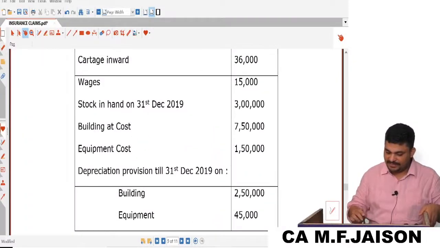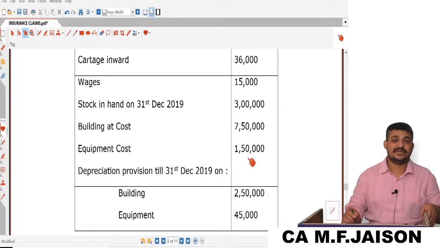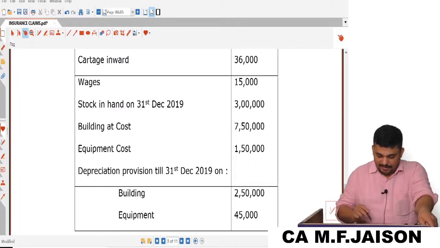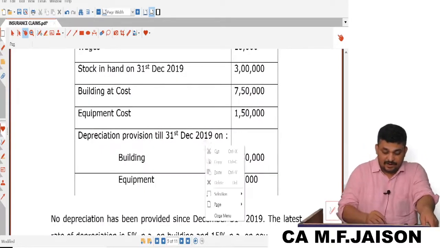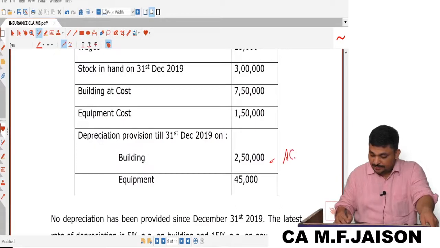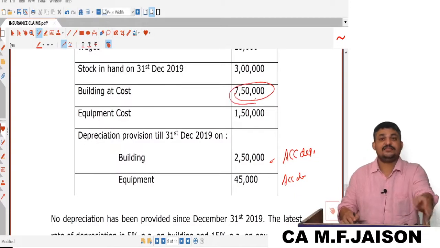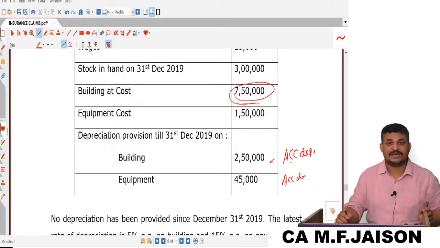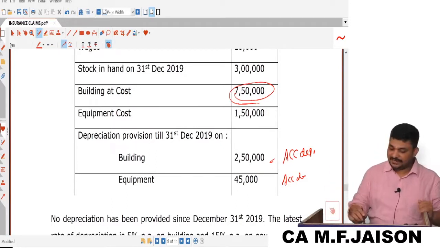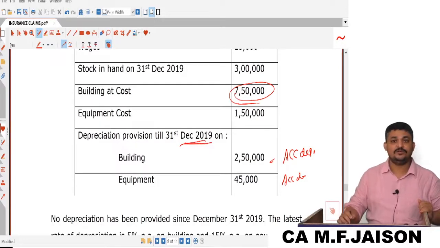So what is given is the depreciation at cost. Depreciation is given at cost, and they have also given depreciation provision till 31st December 2019. This is called accumulated depreciation. So this is the original cost of the asset. This is not the book value at the beginning of the year. So original cost minus accumulated, meaning total depreciation till 31st December 2019, will give you the book value on that date, 31st December 2019.